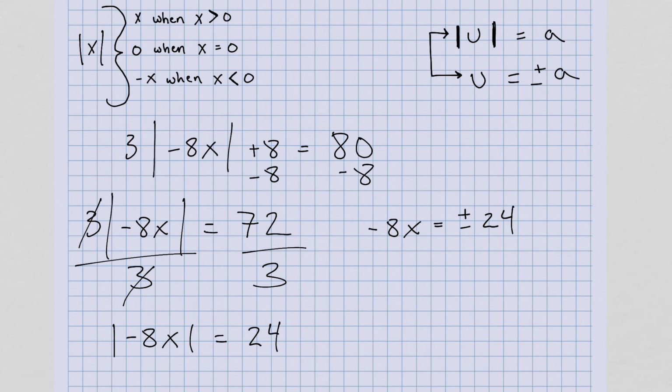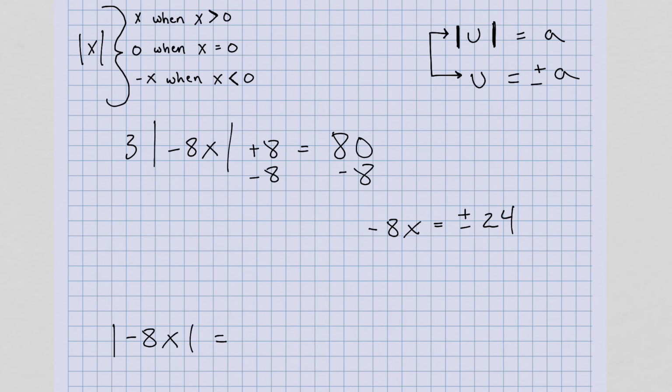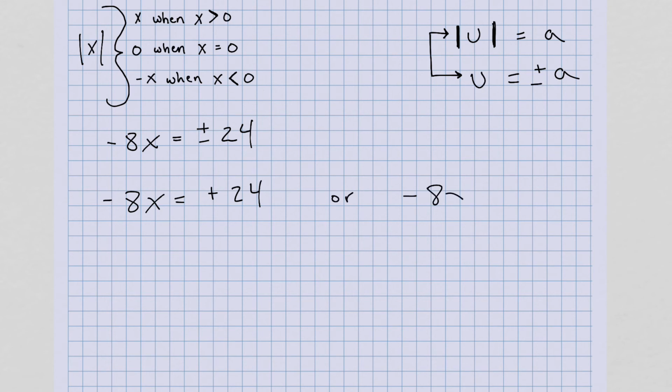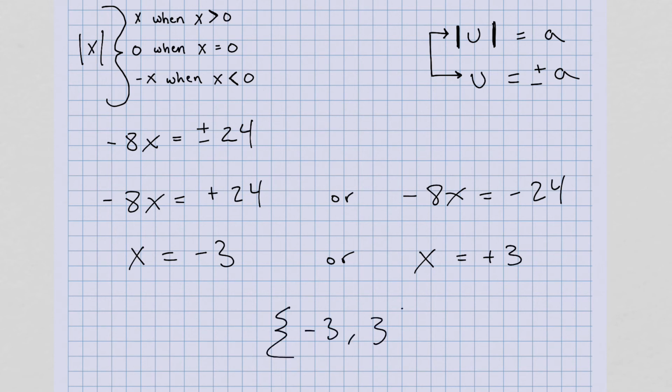If you don't have this written down, go ahead and write it all down. I'm going to erase this stuff here. And here we have what we're working with now. So negative 8x equals positive 24, or negative 8x equals negative 24. x equals 24 divided by negative 8, that gives us negative 3. Or x equals negative 24 divided by negative 8 gives us a positive 3. So there's our solution set, negative 3 and 3.